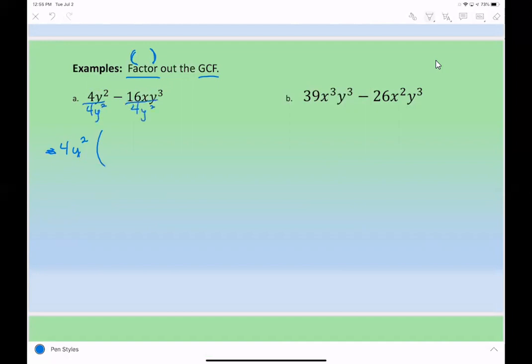And then I'm going to divide each term. So 4y squared divided by 4y squared, anything divided by itself is always 1. I'm going to bring my sign down. 16 divided by 4 is 4.